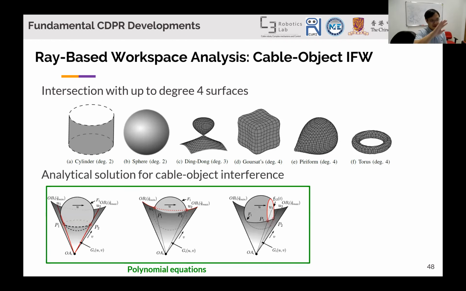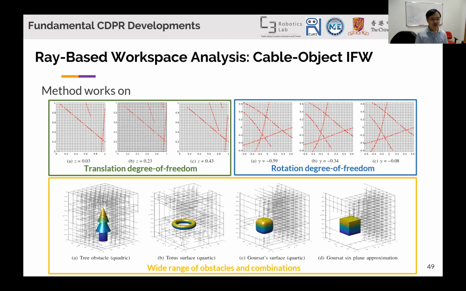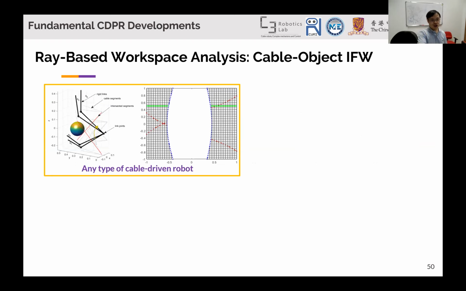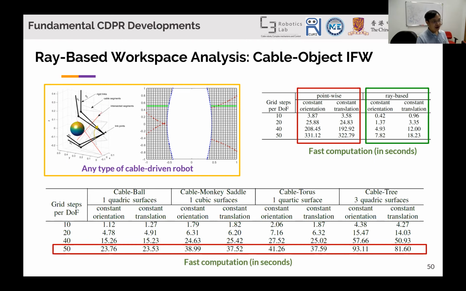And then we combine that with the interference of the sweep to calculate the closed form boundaries on when the sweep intersects, and you get a array solution, again, polynomial. So we did that, and this is the result. It works on both translation and rotation. It works on a range of obstacles as well, and it's very efficient. It also works on multi-link, so it's generic for any type of robot. It's faster in computation compared to point-wise by a reasonable margin, and it's relatively fast even for different types of surfaces. So for different types of shapes and geometry, you can use the ray-based approach.